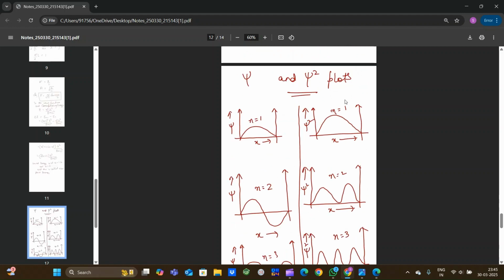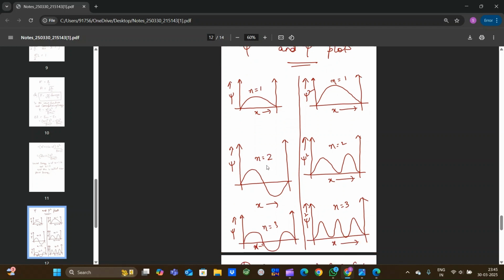Now these are the psi and psi square graphs. Since psi only depends upon the sine factor, the plots of psi are similar to the plots of the sine function. So for n equals 1, you have no node. Now the number of nodes is equal to n minus 1. For example, if n equals 1, then 1 minus 1 is equal to 0, so there will be no nodes, right? Similarly for n equals 2, 2 minus 1 is equal to 1, there will be one node. So this is the node, and from the node there will be a change in the direction of amplitude.